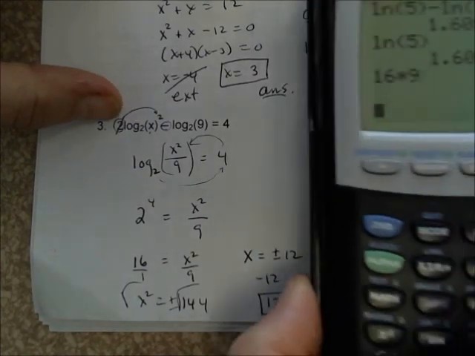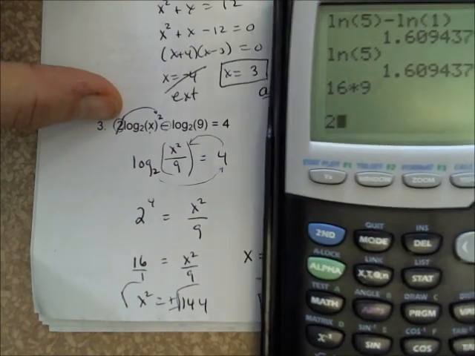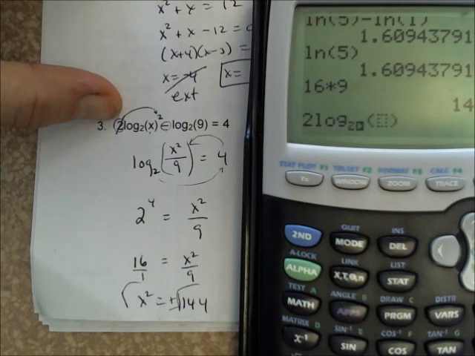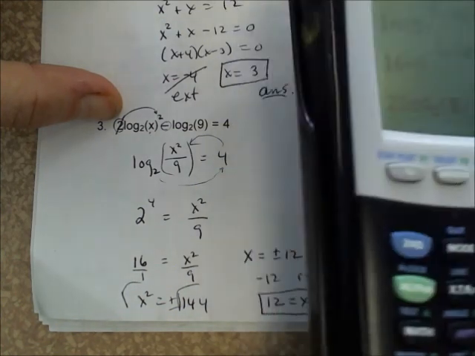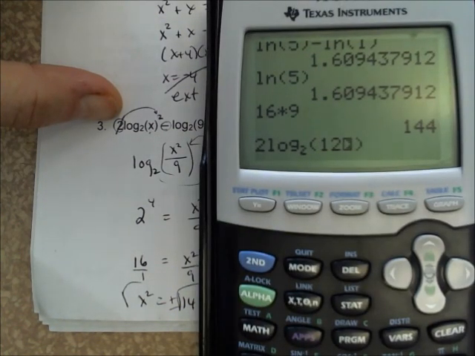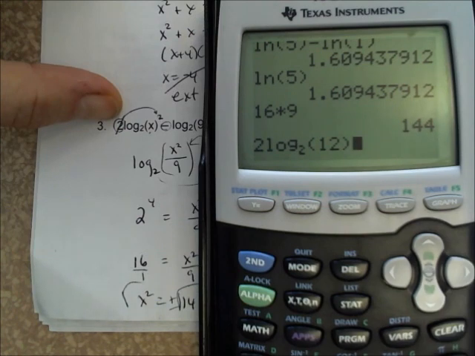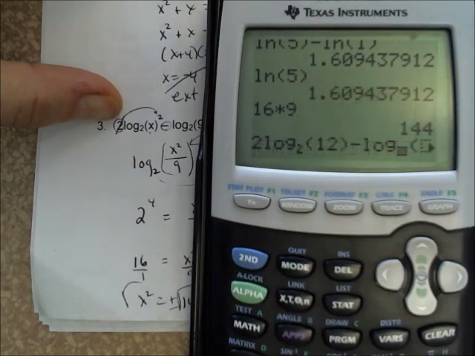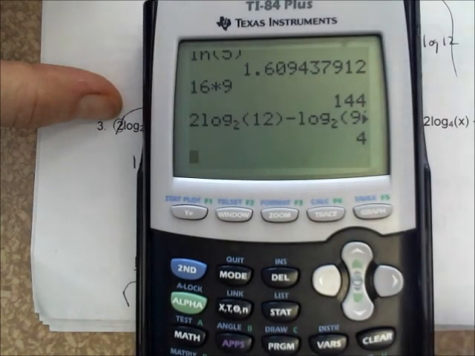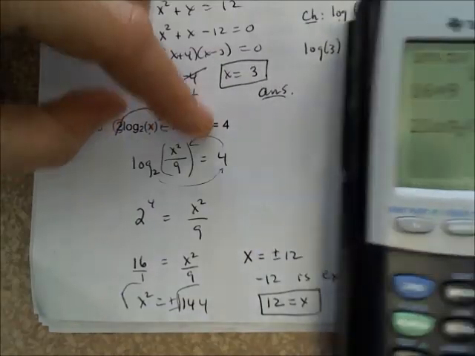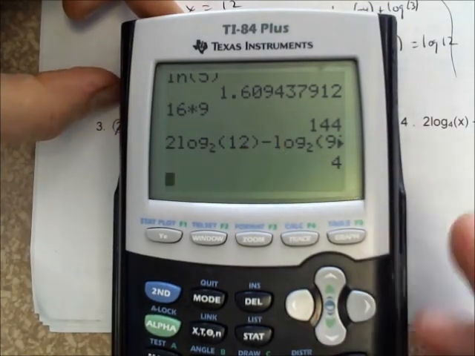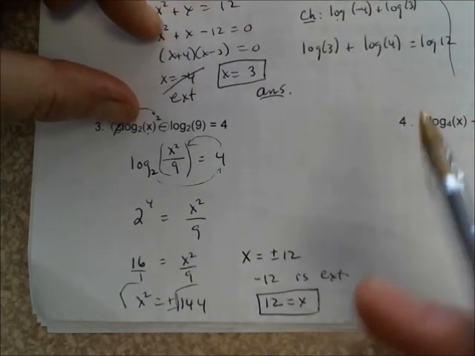And let's see, does 2 times log base 2 of 12 minus log base 2 of 9 equal 4? And yes, it does. So this checks out. When you plug x equals 12 into this equation, it checks.